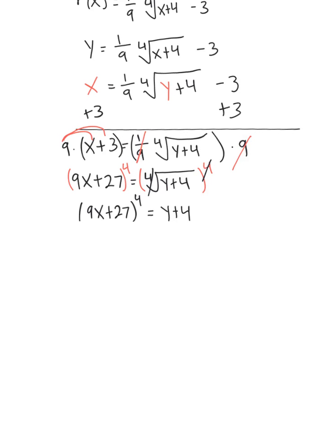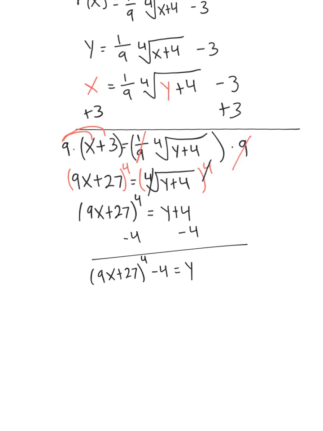Okay, and my very last step, I want to get the y by itself, so I'm going to subtract 4 from both sides. Be careful here. Since you have an exponent of a 4 and you have that 9x plus 27 in parentheses, you cannot just subtract 4 from the 27. You need to keep that minus 4 on the outside completely. So the minus 4 should go after your exponent of 4, okay?